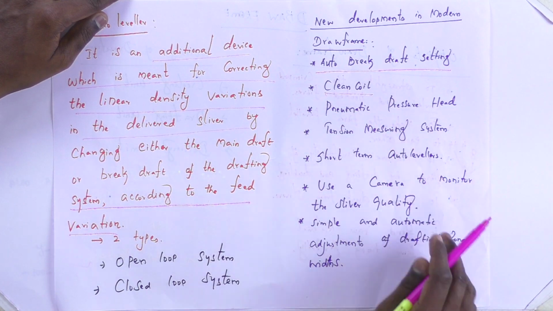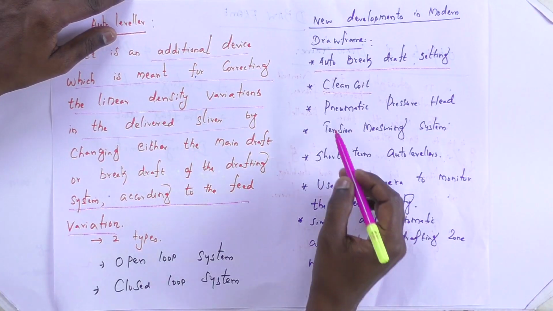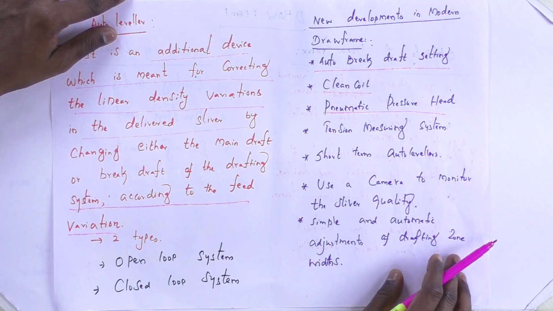Then clean coil: automatic coil cleaning is available. If it is not available, every 4 hours we have to clean the coiler, because the spin finish present in the material affects the coiling process. But with the clean coil present in the latest draft frame, we clean the coil only every 2 to 3 days. Pneumatic pressure head: pneumatic air is used to give top roller pressure, which gives uniform pressure to the top roller, so we can produce uniform material.